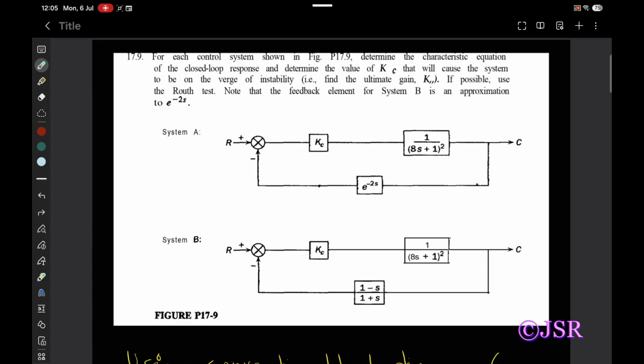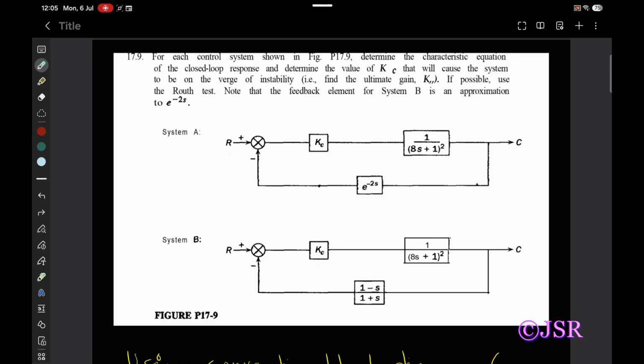So in this problem, we are given that for each control system shown in the figure, determine the characteristic equation of the closed loop response and determine the value of Kc that will cause the system to be on the verge of instability. Find the ultimate gain Ku. If possible, use the Routh test. Note that the feedback element for system B is an approximation to e to the power minus 2s.